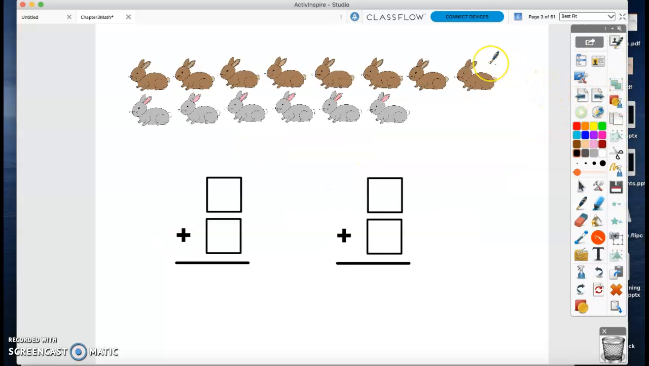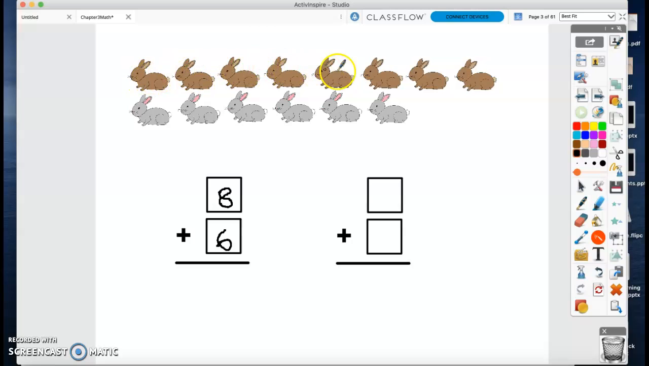So here we go. We're going to write 2 facts for our picture. So let's count how many brown bunnies there are. 1, 2, 3, 4, 5, 6, 7, 8. There are 8 brown bunnies. And now let's count how many gray bunnies there are. 1, 2, 3, 4, 5, 6. There are 6 gray bunnies.